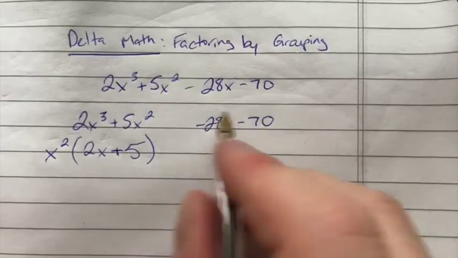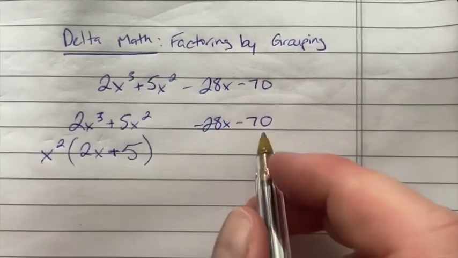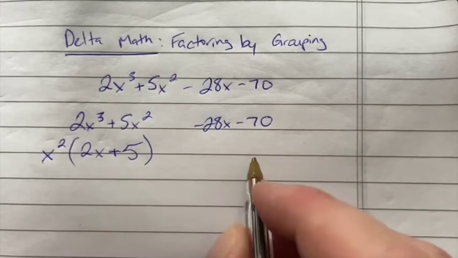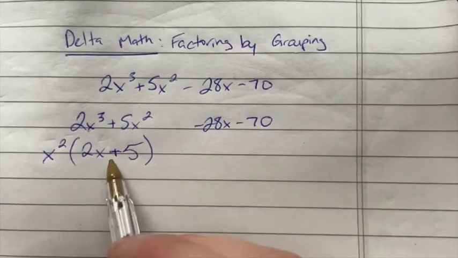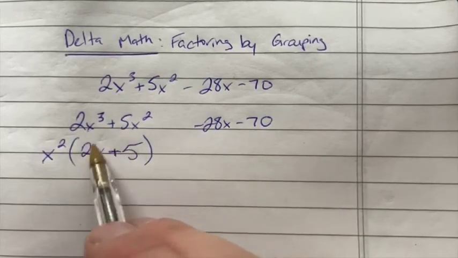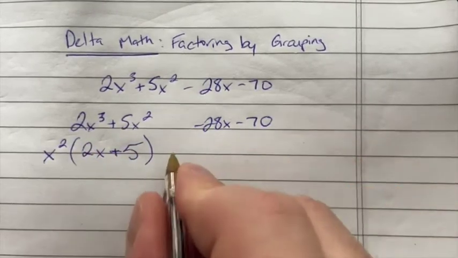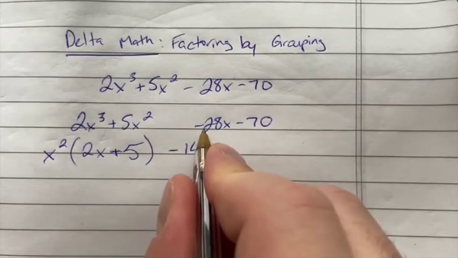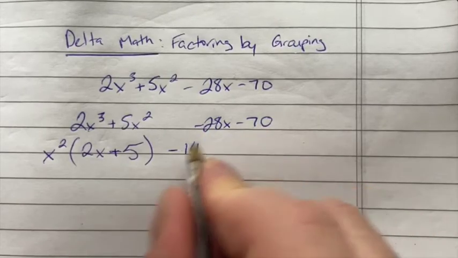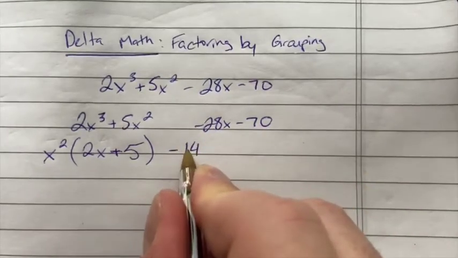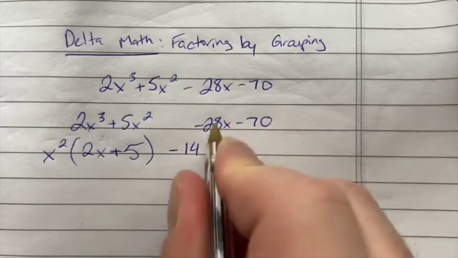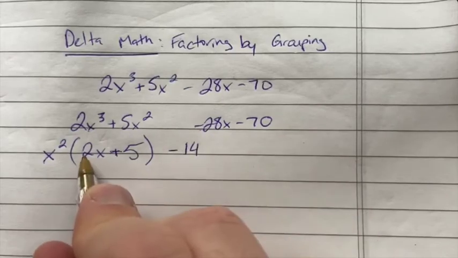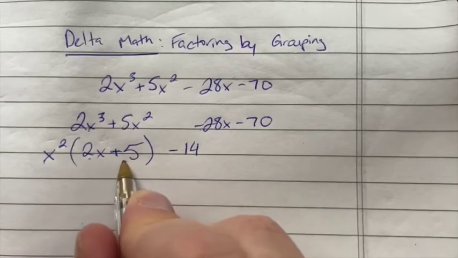Alright, so now with the second 2 terms, I need to factor out something, and when I factor that out, I need the second set of parentheses to exactly match the parentheses here. So I'm going to factor out a negative 14. That's the greatest number that goes into both 28 and 70, and also by factoring a negative number, it's going to change the sign of both of these terms. And I need to change both of these signs to positive, because as you see here, this is a positive 2x and a positive 5.